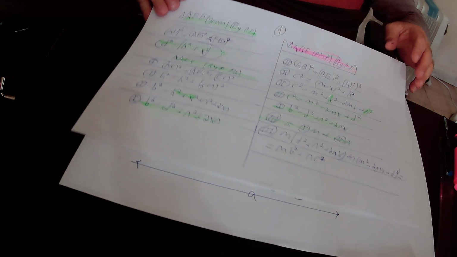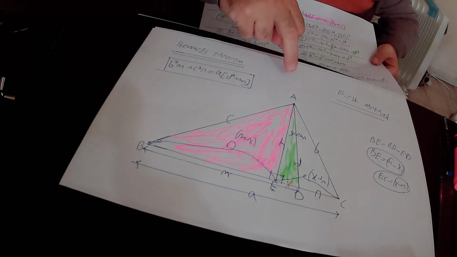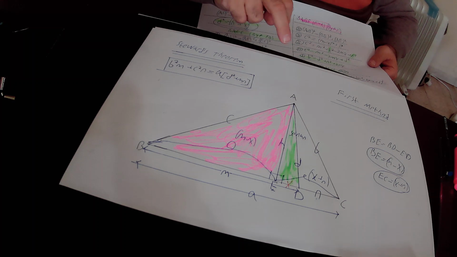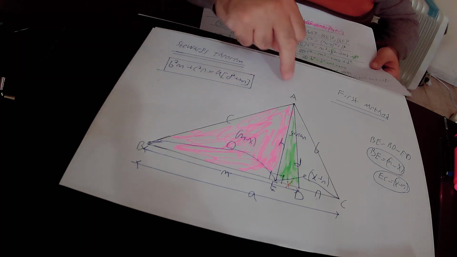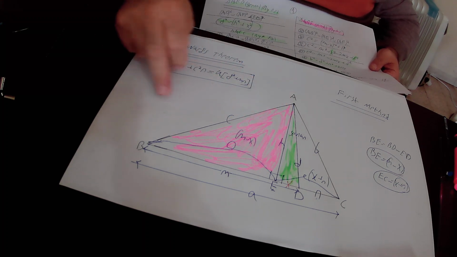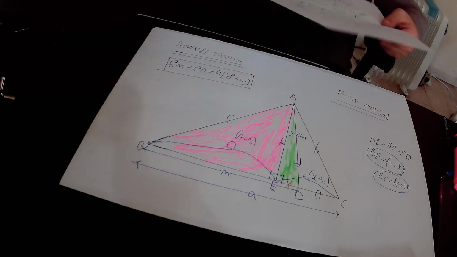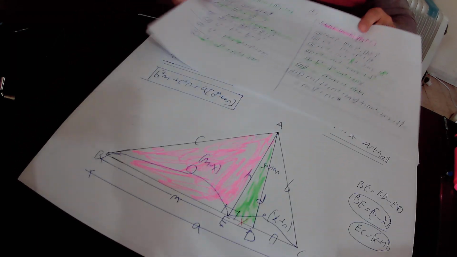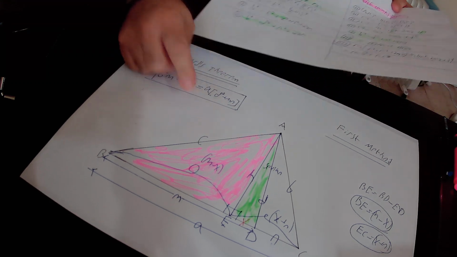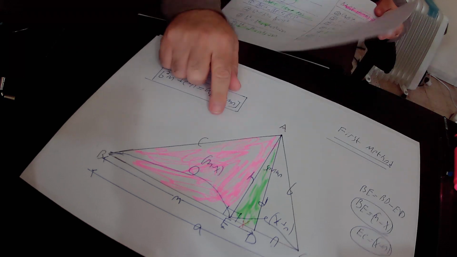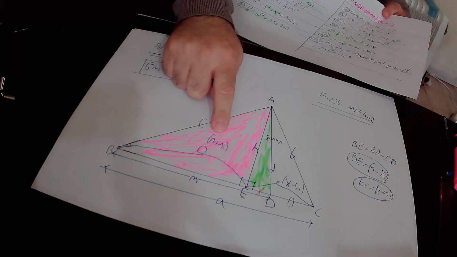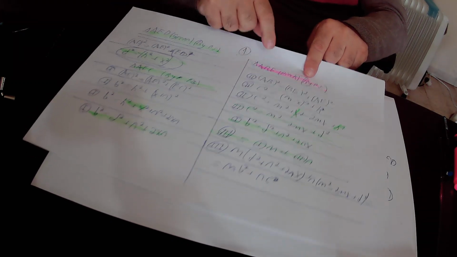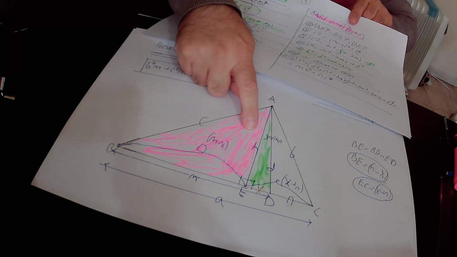Okay, and then we created equation number 2 by implementing the Pythagoras theorem on the pink right triangle, triangle ABE. According to the Pythagoras theorem, AB squared equals AE squared plus EB squared. AB equals C, therefore AB squared is C squared. BE equals M minus X, therefore BE squared is M minus X squared. And finally, AE equals H, therefore AE squared is H squared.